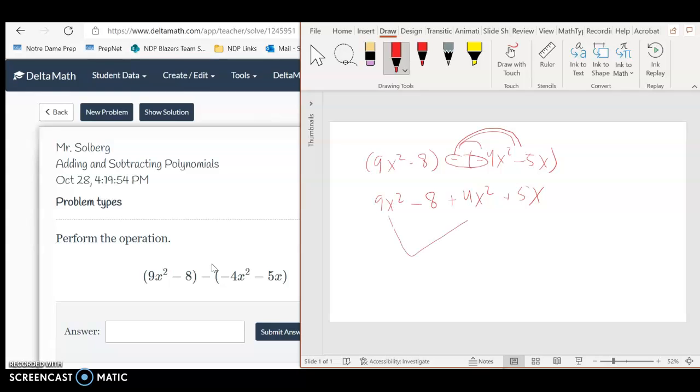So I have a 9 plus a 4 would be a 13x squared. Okay, and then I have a 5x. I have nothing to combine that with, so I'll just write the 5x. And then I have a minus 8. So then I would combine like terms, in this case, only the x squareds, and then put our answer in descending order.